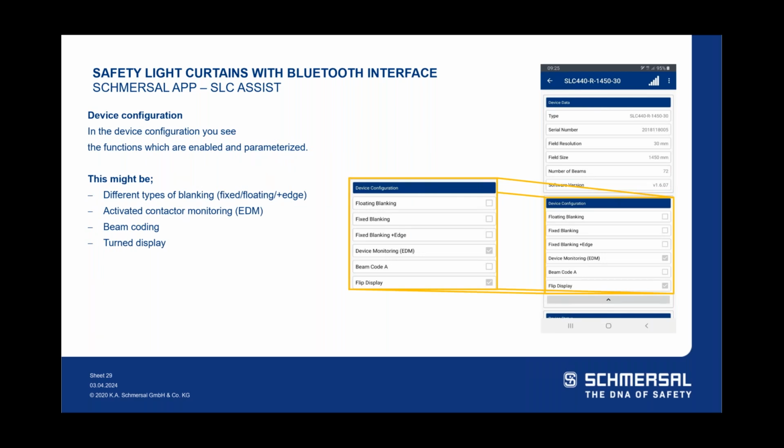Okay, your device configuration is all at your fingertips as well. So what are we using here? Do we have our blanking on? Do we have floating blanking, fixed blanking, beam coding, flip display? All that, you can see you'll have check marks so that you'll know exactly what's going on. Maybe you think you had something programmed in and it's not programmed in, or it didn't save.